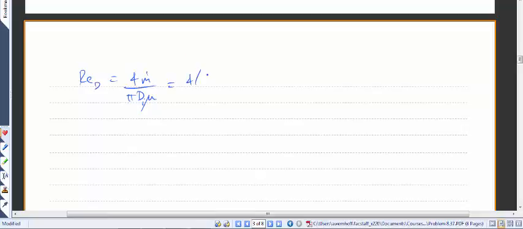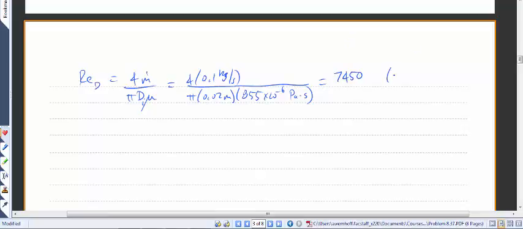If we plug in our numbers, we get 4 times 0.1 kilograms per second over pi times 0.02 meters times 855 times 10 to the minus 6 Pascal seconds. It gives us a Reynolds number of 7,450. This is going to be in the turbulent regime.